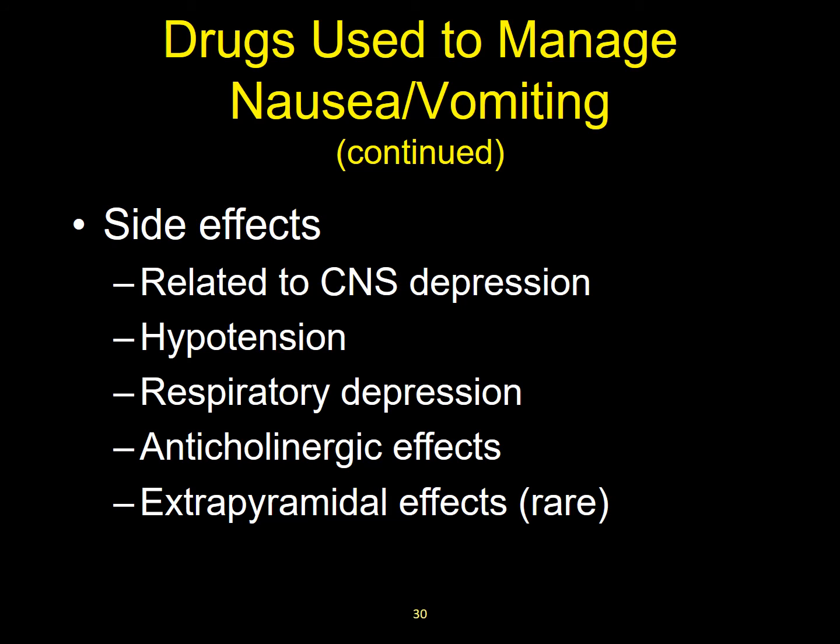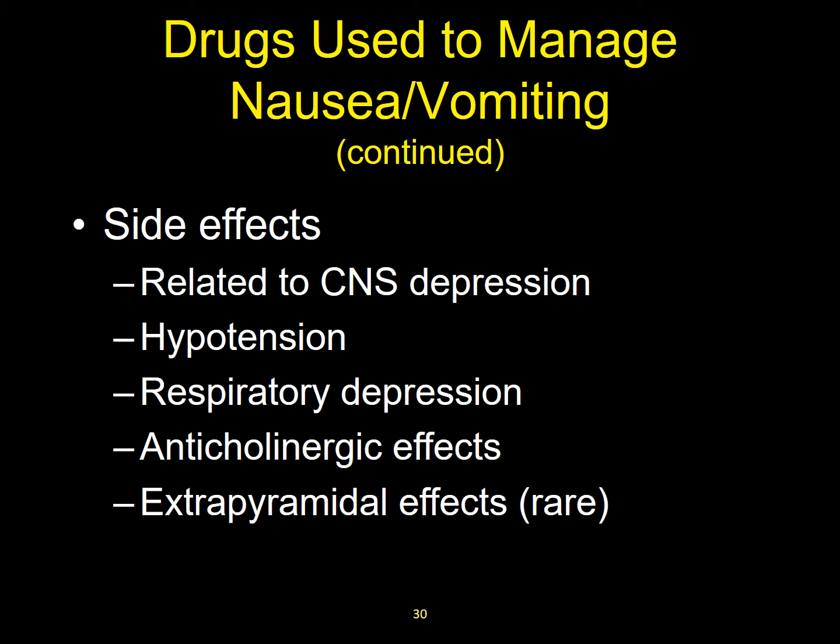All right, so side effects. Whether we're talking H1 blocker or chemoreceptor trigger zone antagonist, either way, you are suppressing the central nervous system a bit, so side effects are related to CNS depression. Most of the time, this isn't an issue, but if it's somebody who's taken a lot of the drug, or they're on other medications that present risk to suppress the central nervous system, well, then you do have to worry about things like hypotension, respiratory depression, etc.